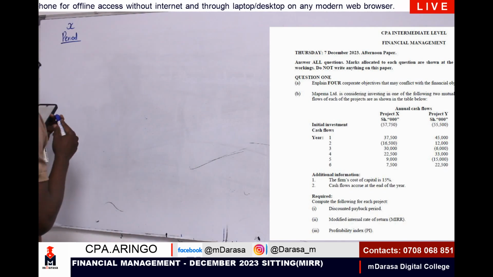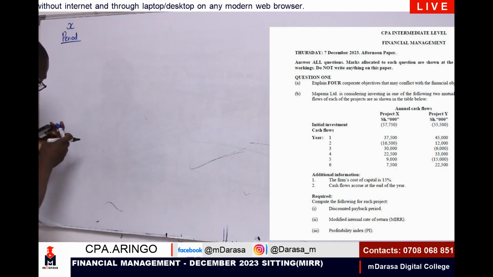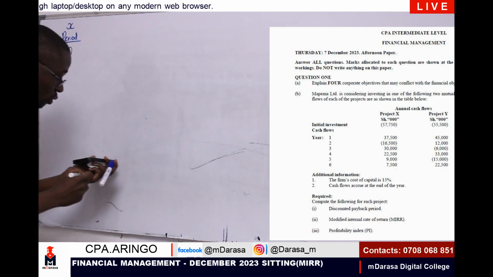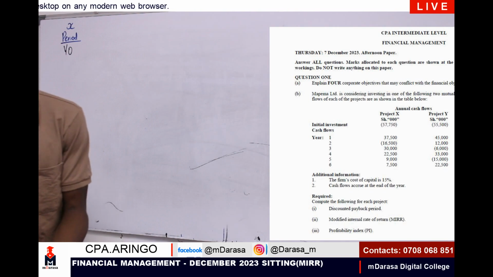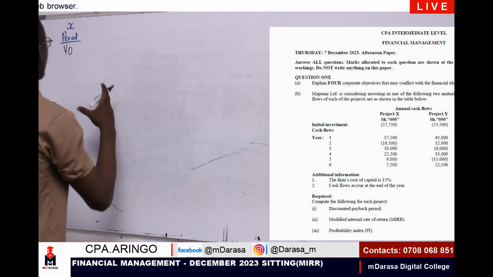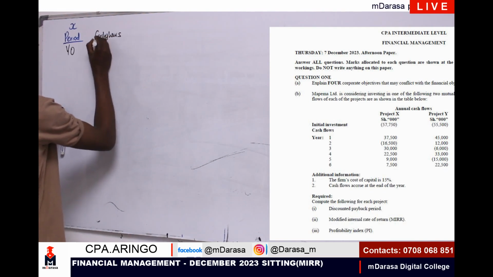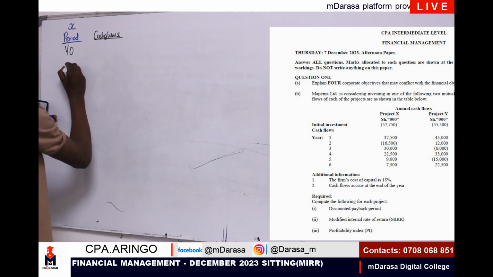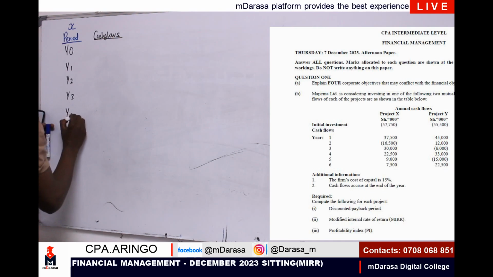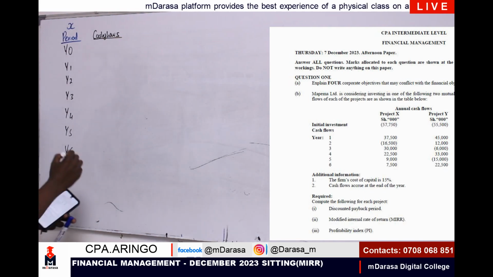So I'm having our period. In this case, we are talking about our initial investment. First of all, I'm having our period, which is year 0. Year 0, literally, you are looking at what? Our initial investment. So this is our initial investment. So about our cash flows, I'm having year 0, year 1, year 2, year 3, year 4, year 5, up to year 6. This is what we're having.